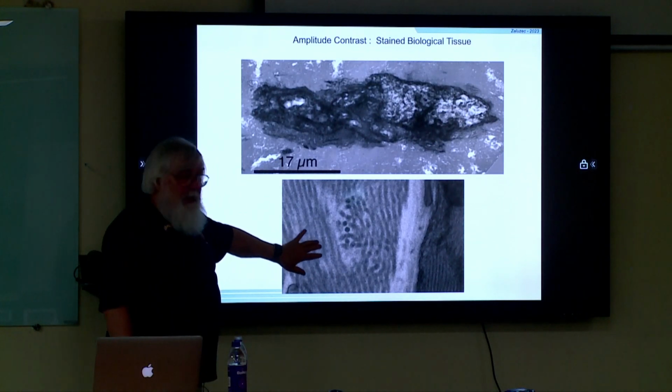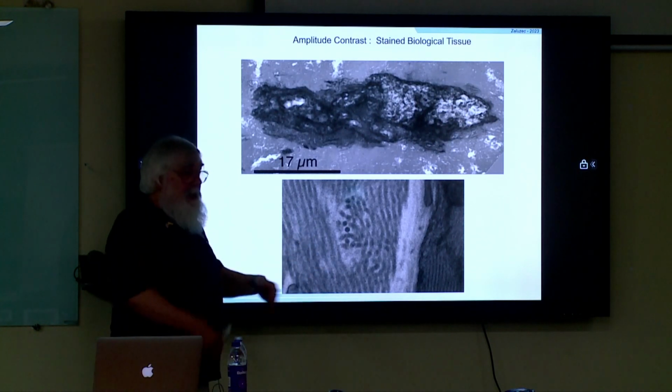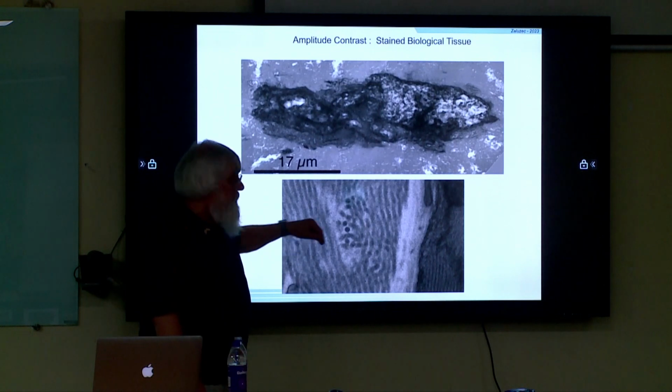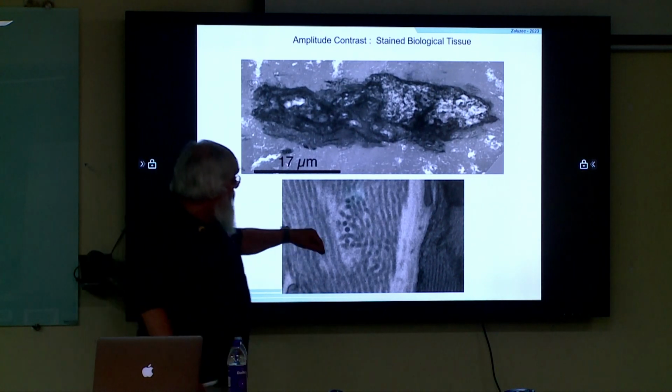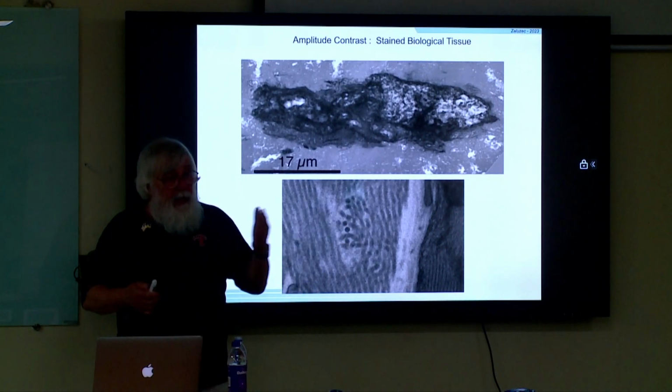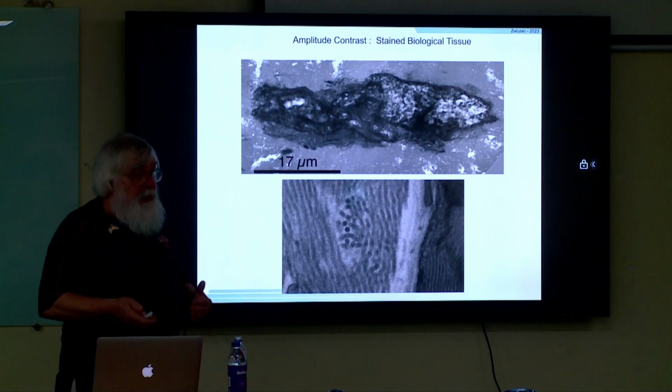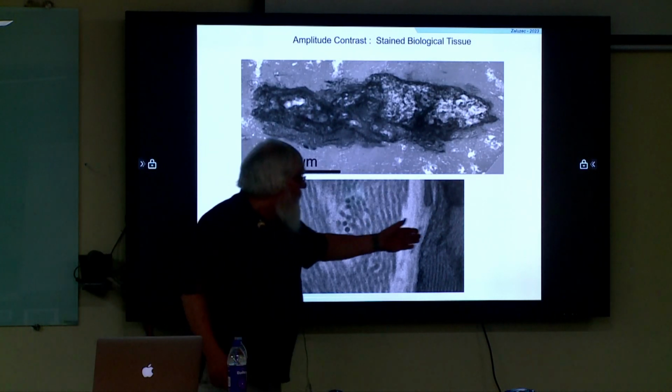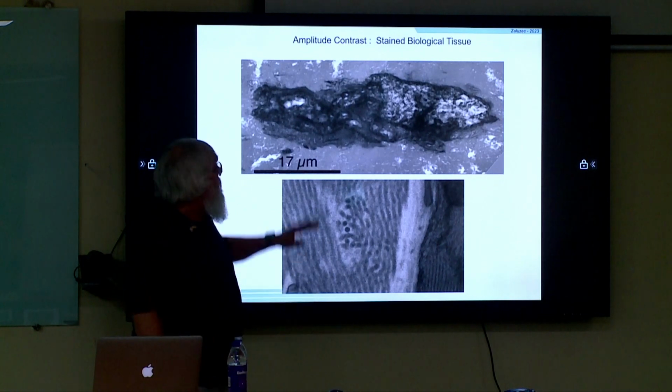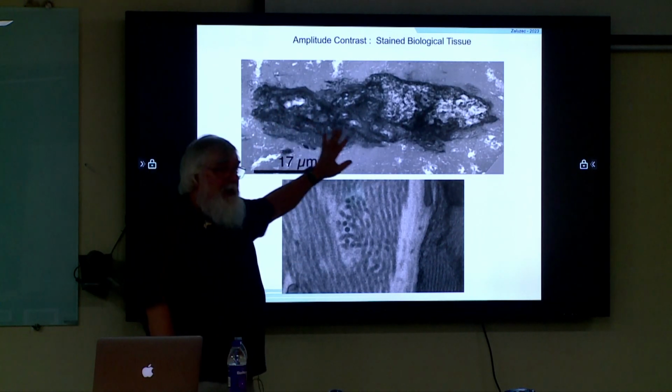This is a mouse muscle. Again, it's been stained, so different structures take up the stain differently, and we can differentiate between them by, in this case, the atomic number contrast. This area is roughly constant in thickness. It's microtomed. This was microtomed too, but my hair is very brittle.